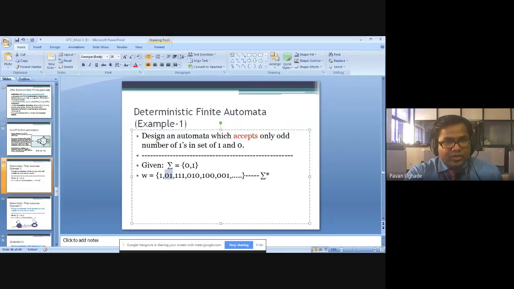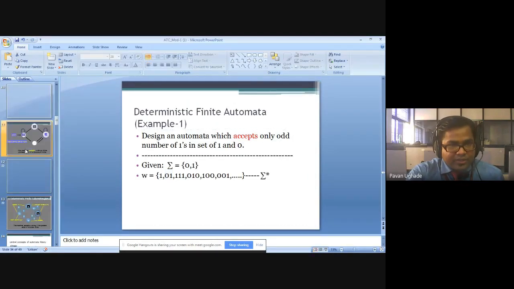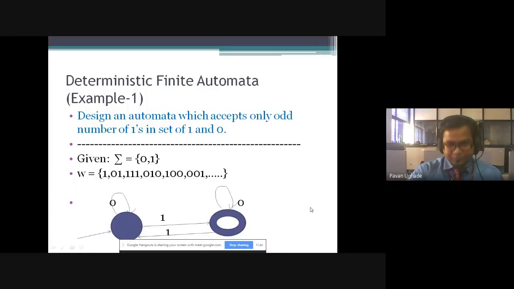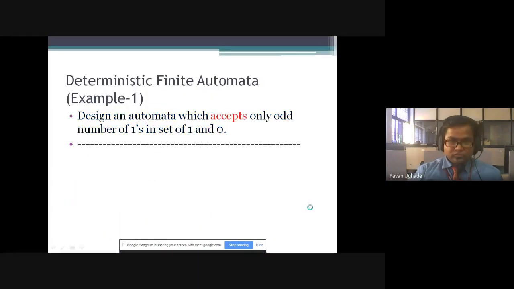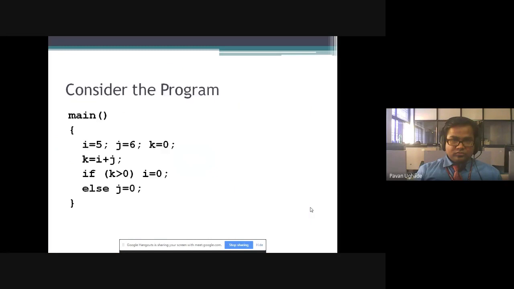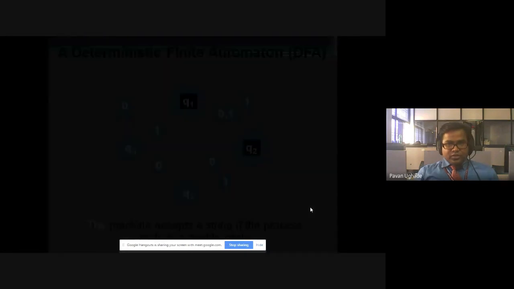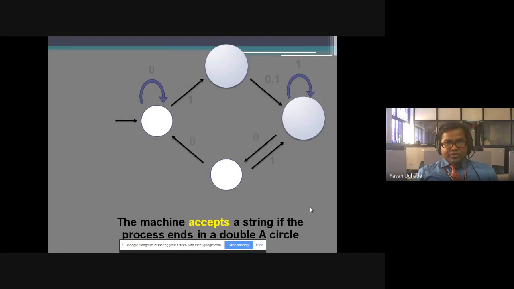Okay, let me tell you about the example I have taken over here. Let us once again recall. I have taken this program over here. See what we have done. This was our automata. These are the general transitions. These are my final states, these two.